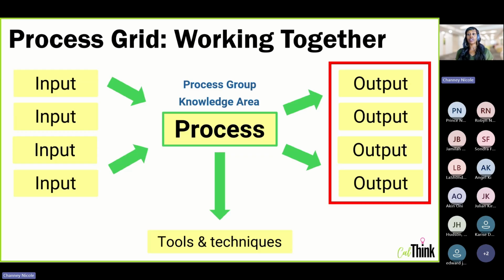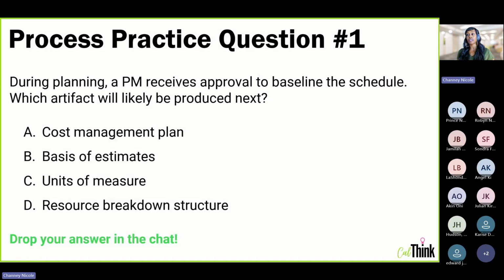I have 3 practice questions for you, so you can drop your answer in the chat. The first question: during planning, a PM receives approval to baseline the schedule. Which artifact will likely be produced next? So drop your answer in the chat. Is it going to be the cost management plan, the basis of estimates, units of measure, or resource breakdown structure? Which one is going to be created after the schedule baseline? And I'll give you guys a few minutes to think this through.